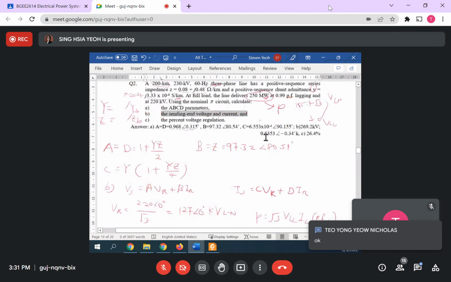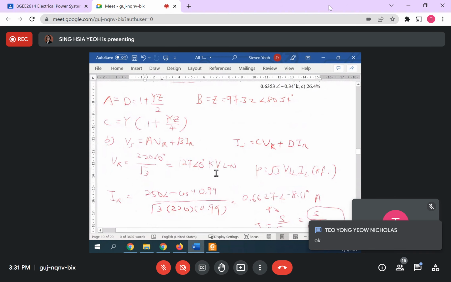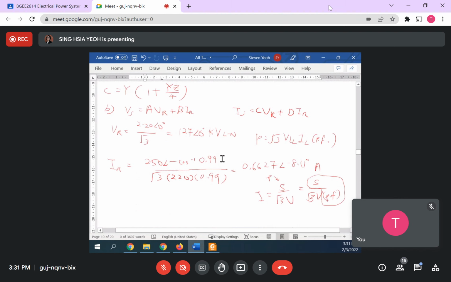So I just want you to know how to solve the problem for the medium and short line. So for the calculation, as long as you substitute in and press the calculator, whatever value you get, that's the answer, unless you press it wrongly. Okay?